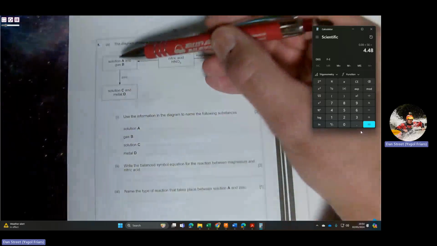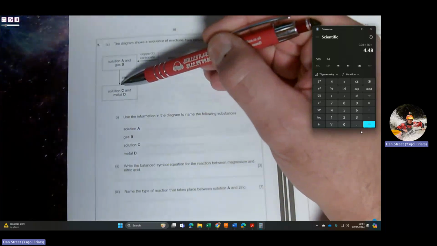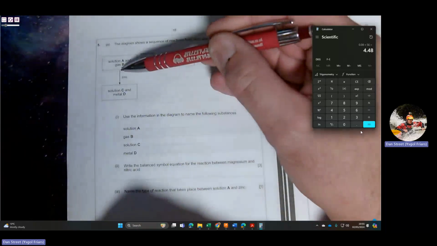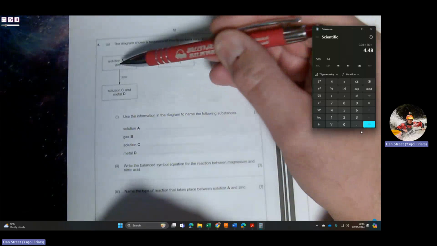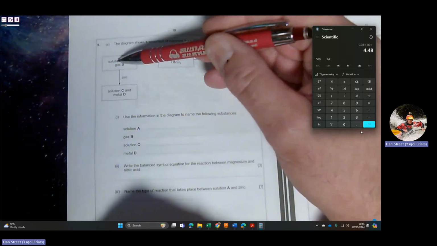But then there's a little added twist here. You've got copper nitrate. If you add zinc to it, you get a further reaction and you get solution C and metal D. This isn't strictly from the acids and alkalis syllabus. This is more from the metal syllabus, because this is a displacement reaction, because zinc is more reactive than copper.